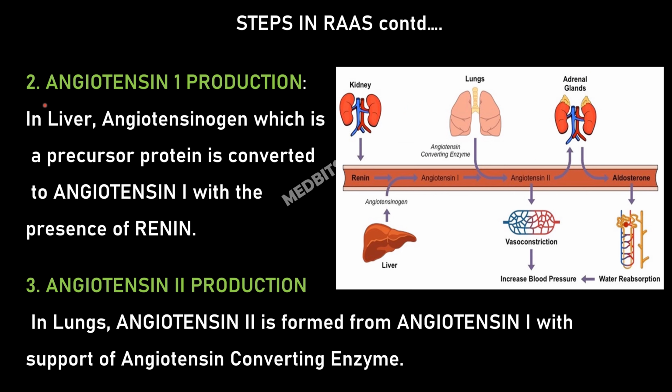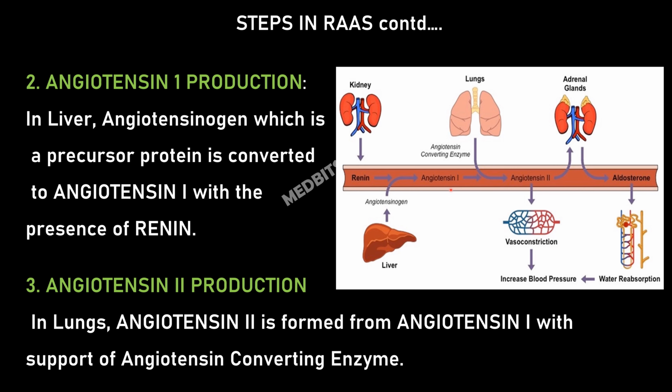Step number 2 is angiotensin 1 production. From where does it come? Let's look into that. See, in the liver, angiotensinogen, which is a precursor protein, is converted to angiotensin 1 in the presence of renin. See, with the presence of renin, the liver is producing angiotensin 1.